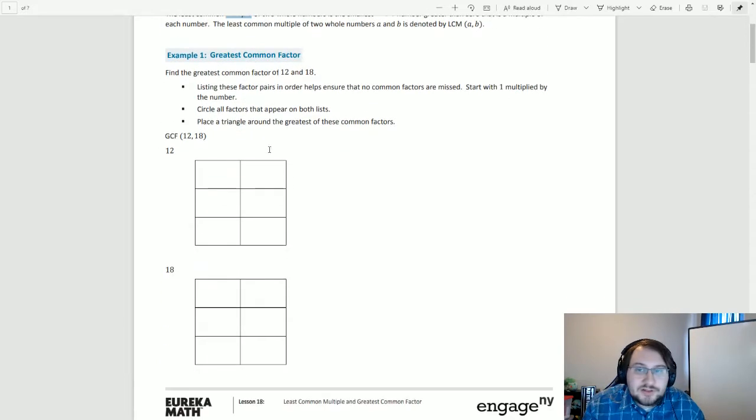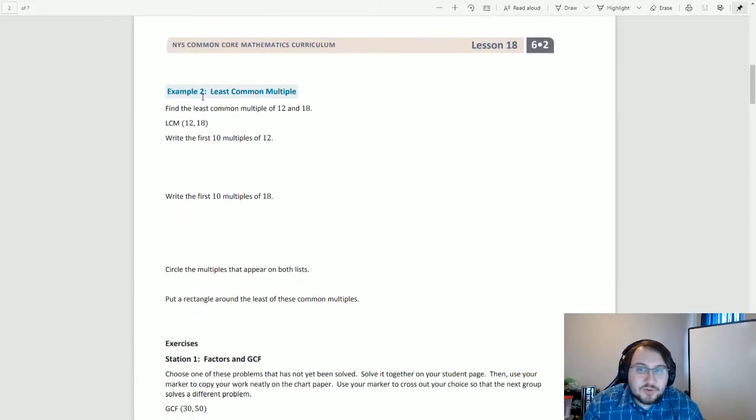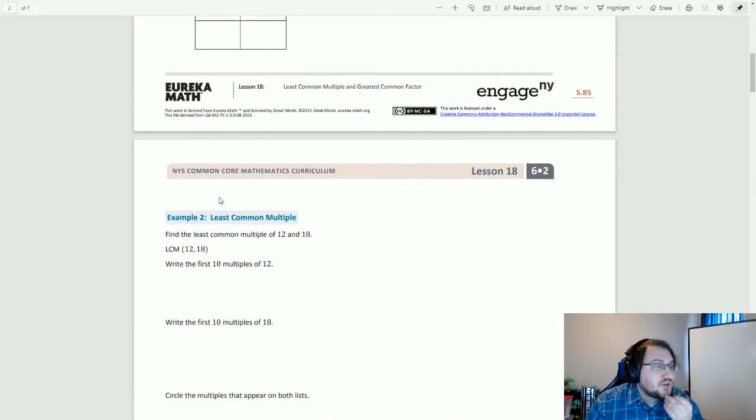So what we're going to do is work on example 1 just to show an example of how to find greatest common factor. And then we're going to work together on example 2 to find our least common multiple. We're going to work on those two, and then I'll show you what you're going to need to do for classwork on your own independently.